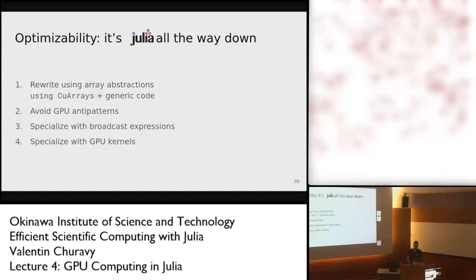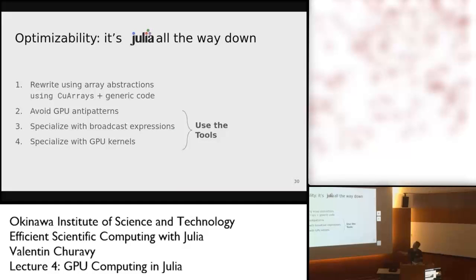So basically, if you want your code to easily run on GPUs, what we recommend is to rewrite using array abstractions, so operations that operate over arrays and not in loops. Then in combination with generic code and using CuArrays, you get GPUs not for free, but with a lot less work. Avoid the anti-patterns we discussed. Use broadcast expressions because they specialize nicely. And if you need it, write your own GPU kernels.